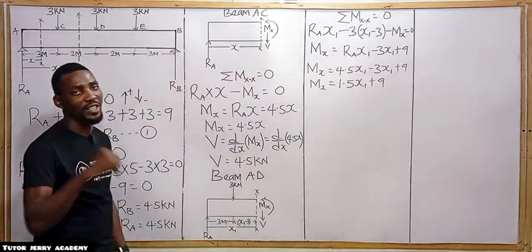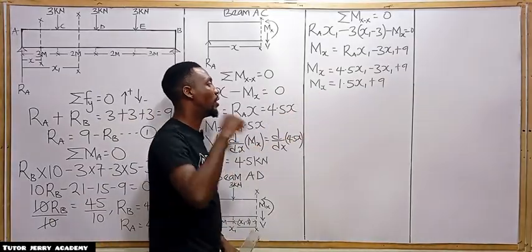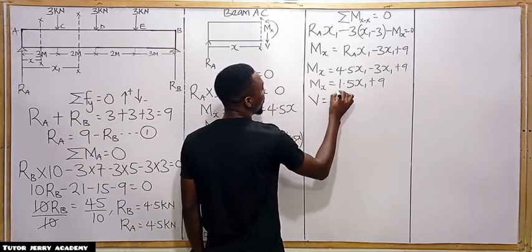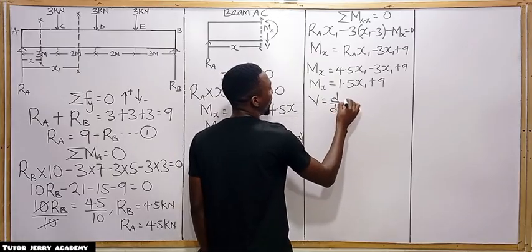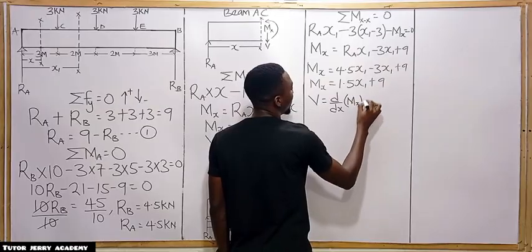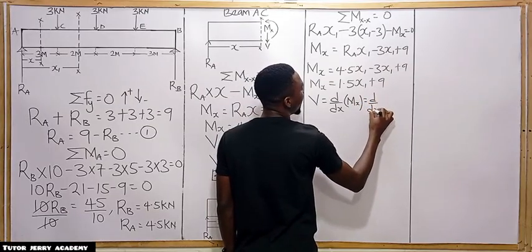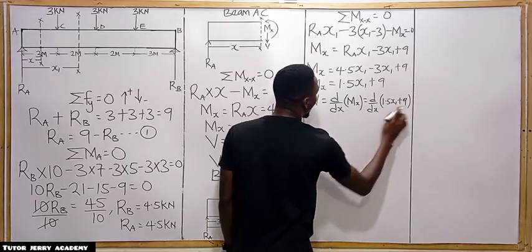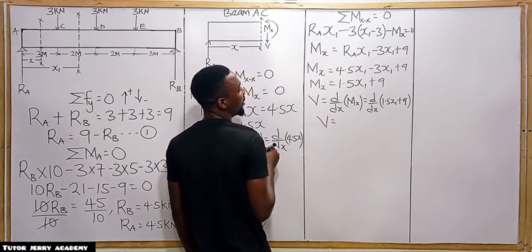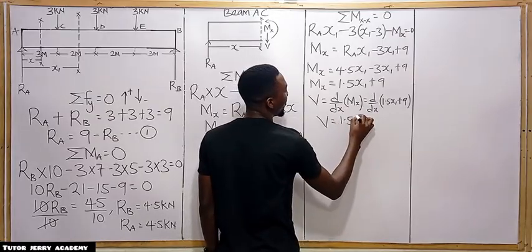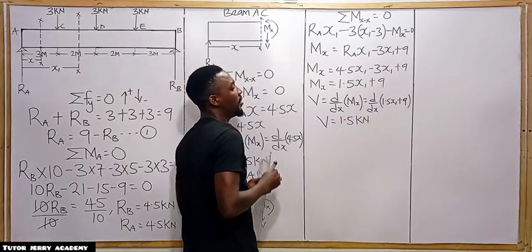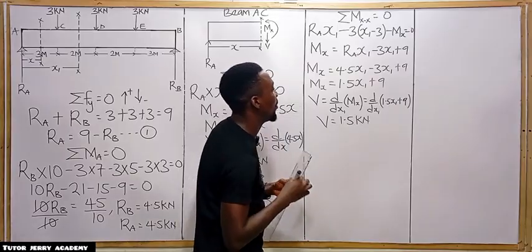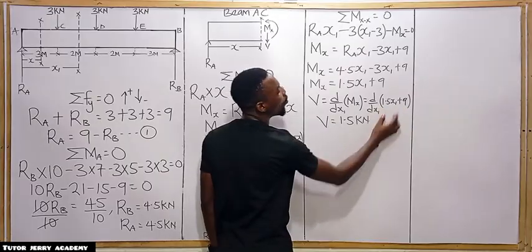So how do we get our shear force? We are going to differentiate this equation with respect to S. So our shear force equals d over dS of M subscript S, which is d over dS of 1.5 S1 plus 9. If you differentiate that, our shear force is going to be 1.5 kilonewton. Sorry, this is with respect to S1. So if you differentiate this now, you're going to have 1.5.